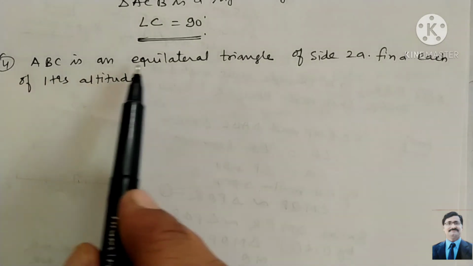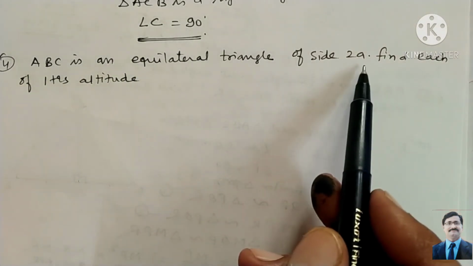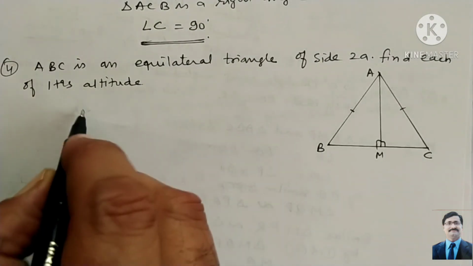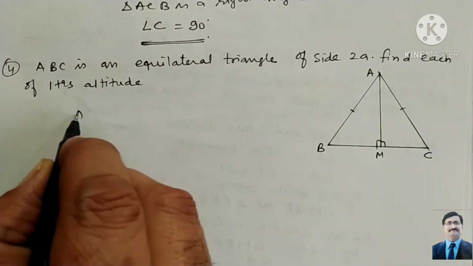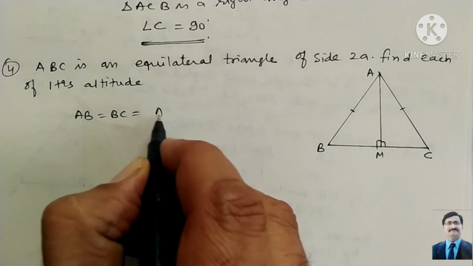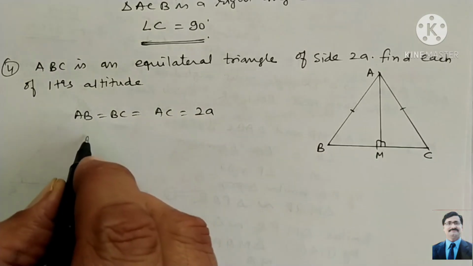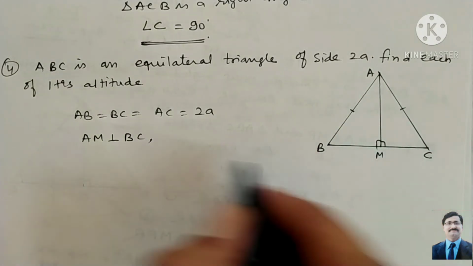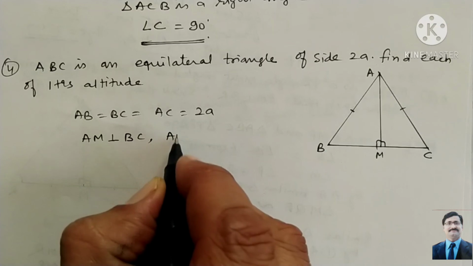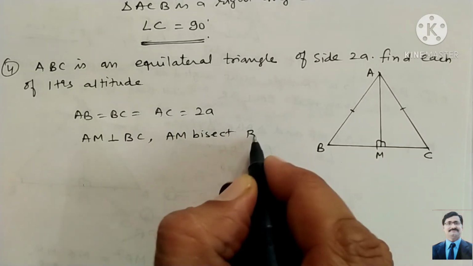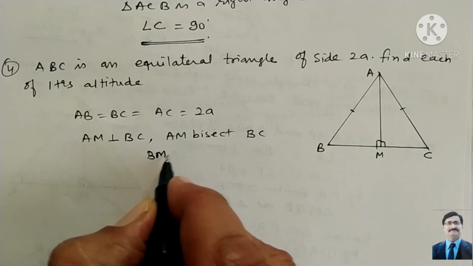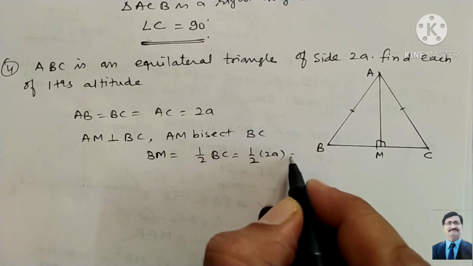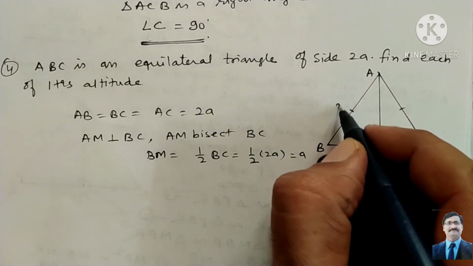Question 4: ABC is an equilateral triangle of side 2A. Find each of its altitudes. Look here, this is the equilateral triangle and each side is 2A, so we can write AB equal to BC equal to AC equal to 2A, and here AM is perpendicular to BC. This AM bisects BC also. So BM is equal to half of BC, and BC is equal to 2A. So 2 cancels and we get A. So this side is A and this is 2A.